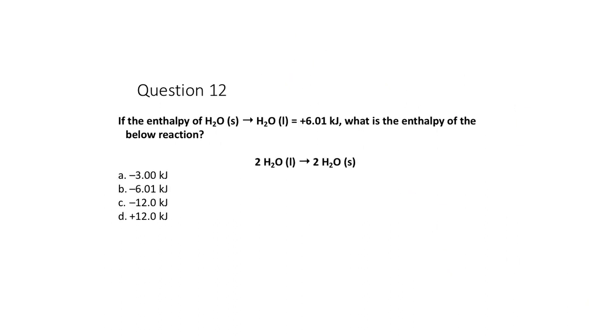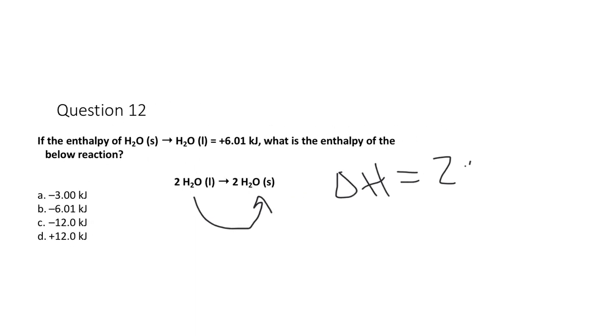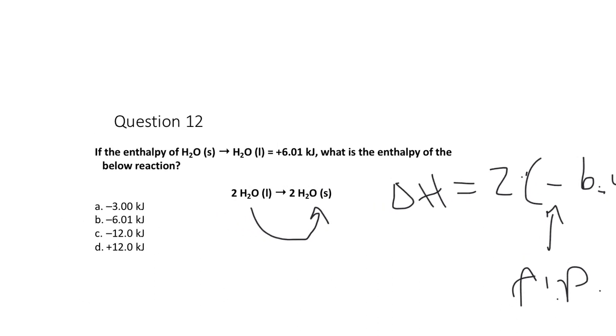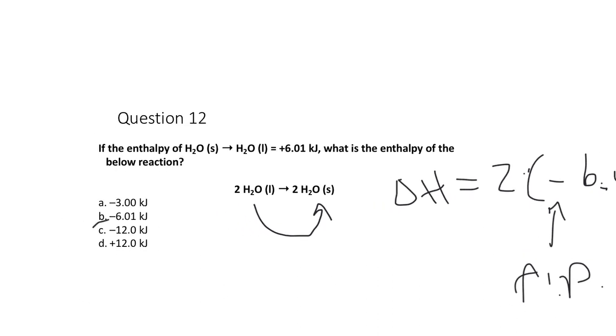The enthalpy of water solid to water liquid is plus 6.01 kJ. What is the enthalpy for the below reaction, which is the opposite reaction? So we have to flip the sign, and then the magnitudes have doubled. So it should be 2 times minus 6.01. Minus because we flipped the reaction. So if we flip the reaction, we flip the sign. So this should be about minus 12.0.